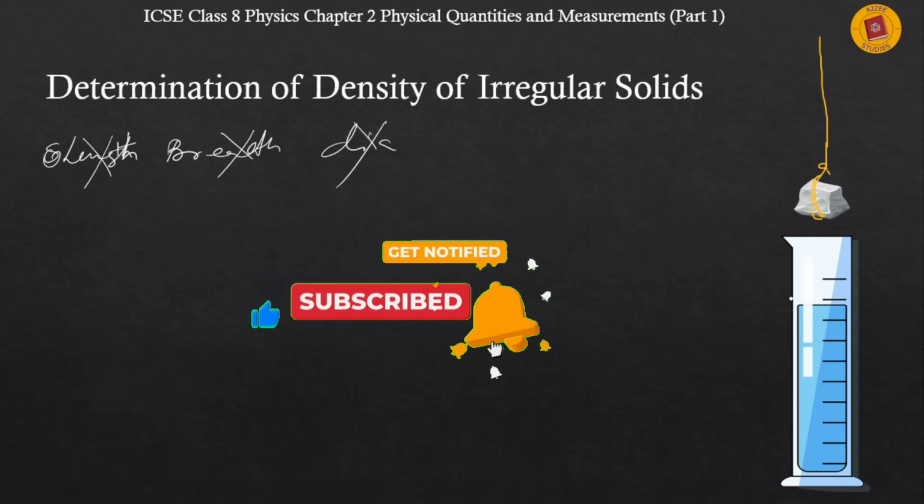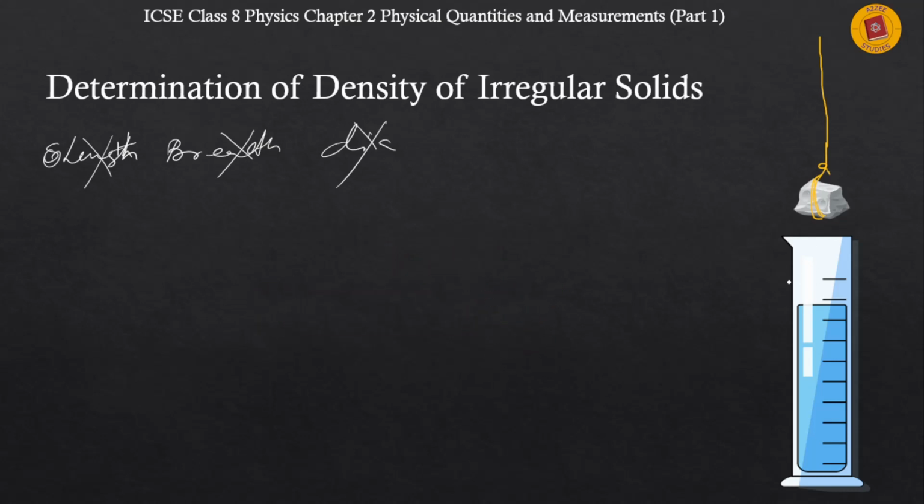Now before immersion you note the level of water. Okay, now we immerse the solid in it. We will notice that the water level rises. For example, the water level comes here. Now we will note the reading here.